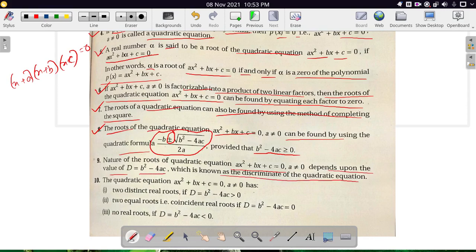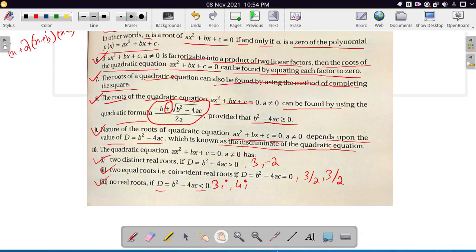We did that. And number 10 says the quadratic equation ax square plus bx plus c is equal to 0 has two distinct roots when D is greater than 0, for example, 3 and minus 2. Two equal roots, that is coincident real roots, if D is equal to b square minus 4ac is equal to 0, suppose say 3 by 2 and 3 by 2. No real roots if D is less than 0, suppose 3i, 4i, where i is a complex number. Okay, so that is all that we need to do in quadratic equations.